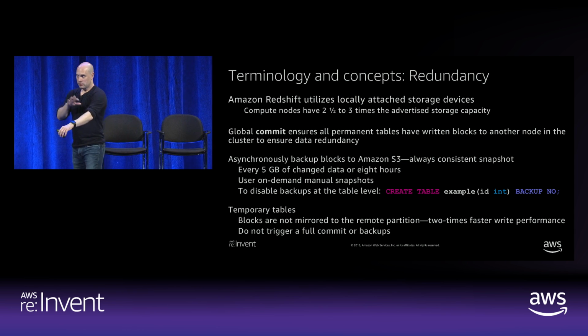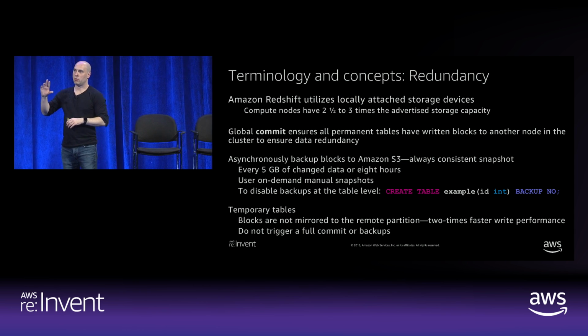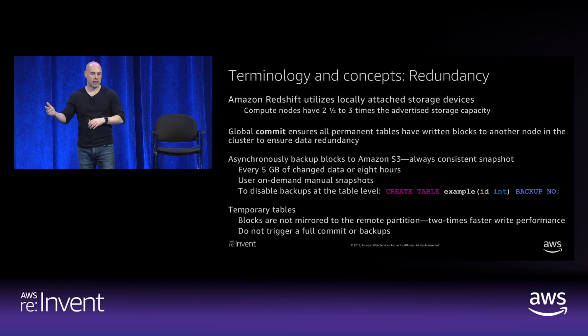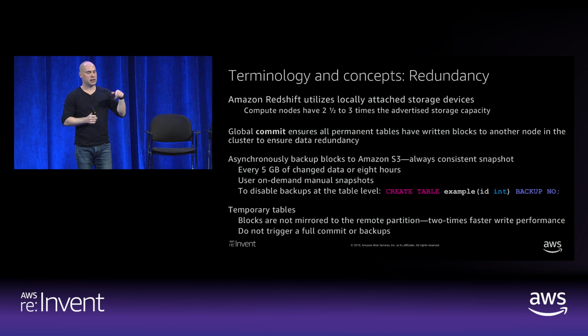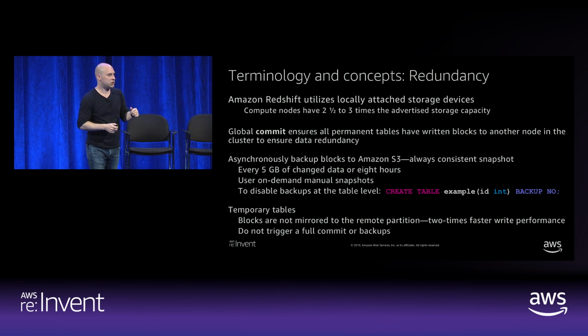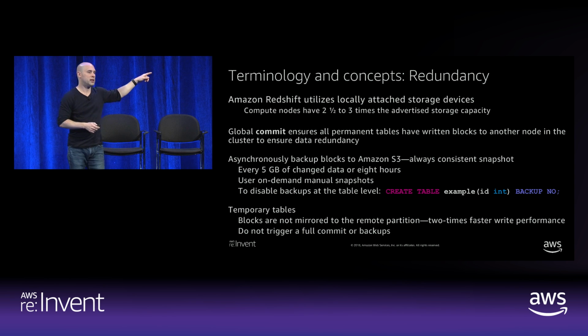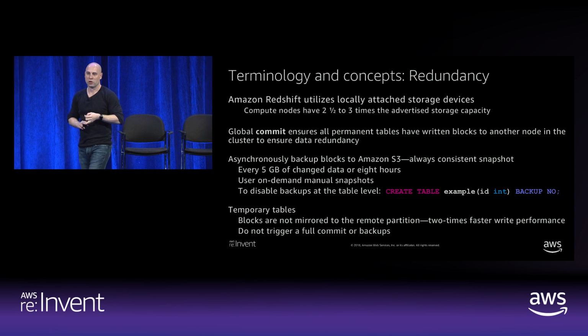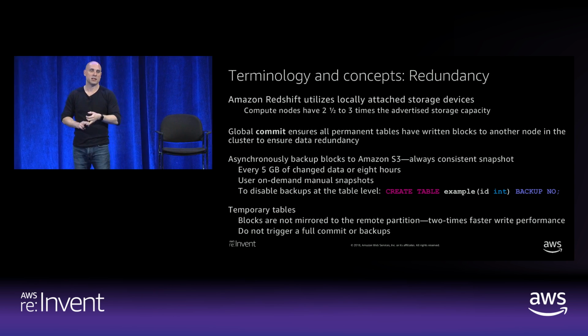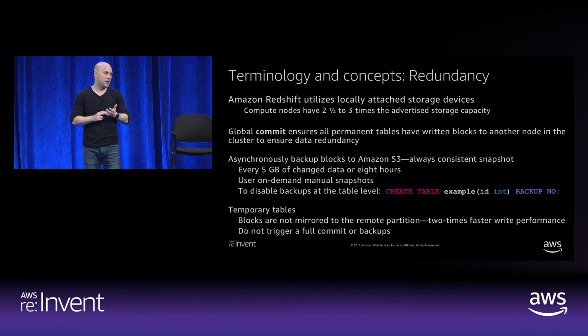That being said, when a commit occurs, data is on 2 nodes. The other thing is we also asynchronously back up all of our data to S3 in Redshift as well. That happens in the background. Our temporary tables, though, are kind of special. They're not backed up to S3, and we also don't write out that mirrored copy. Because of that, they actually write twice as fast.